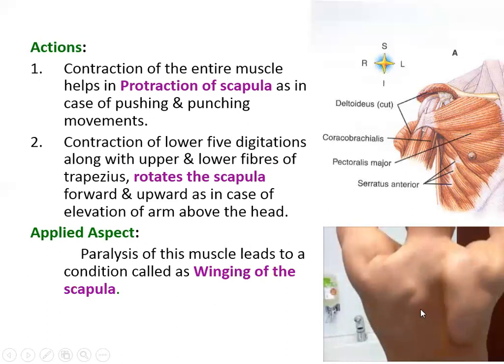Because it is attached to the medial border of the scapula, if it is normal, it will look like this without any protrusion. But if it is paralyzed because of damage to the nerve, then it leads to a condition called winging of the scapula, where you can see the whole medial border prominently. So in this patient, you can see the right side of the scapula medial border is very prominent. So it leads to winging of the scapula. It means there is paralysis of the muscle on the right side. So this condition is called winging of the scapula. Examining a patient with paralysis of the serratus anterior is very easy. Just look for this sign called winging of the scapula.